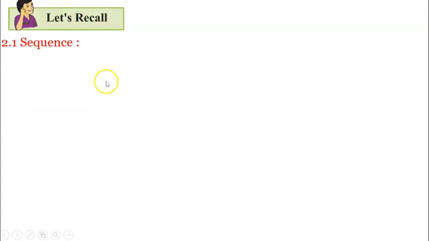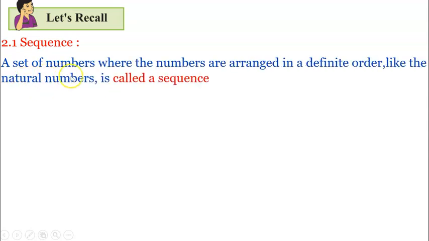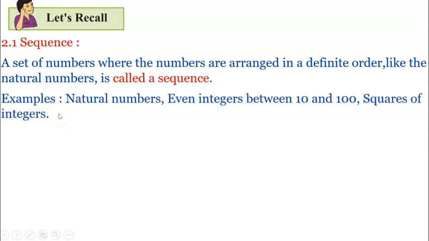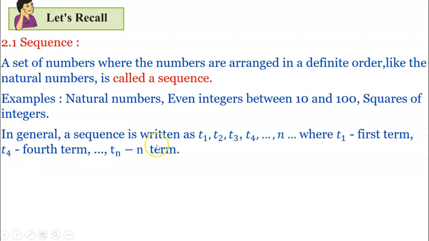Let's recall sequence. A set of numbers where the numbers are arranged in a definite order, like the natural numbers, is called a sequence. Examples: natural numbers, even integers between 10 and 100, squares of integers. In general, a sequence is written as T1, T2, T3, T4, and up to Tn, where T1 is the first term, T4 is the fourth term, and Tn is the nth term.